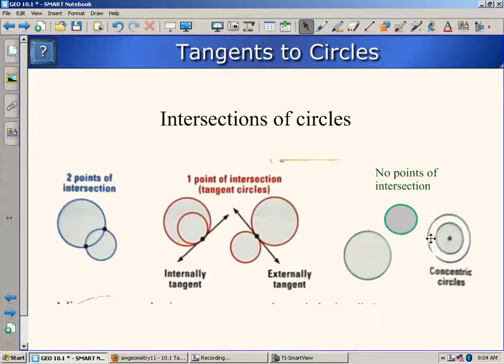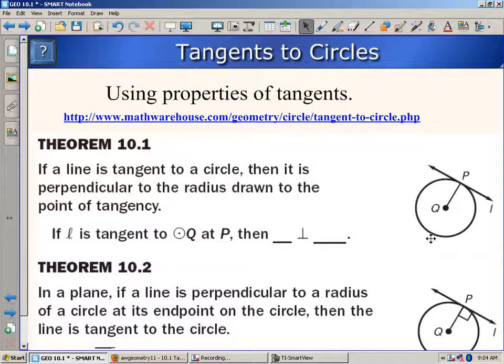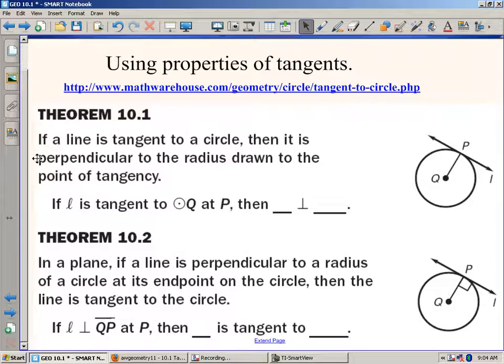So then we have a whole bunch of theorems that go along with this, and we're going to go through these, so make sure you get these copied down in your notes. It says if a line is tangent to a circle, that's the line L up here, then it is perpendicular to the radius drawn to the point of tangency. So point P is the point of tangency up here, and basically we're saying if line L is tangent to the circle Q, then we can say that line QP is perpendicular to the line we'll call L. So they're perpendicular to one another, and that's really what this theorem is talking about.